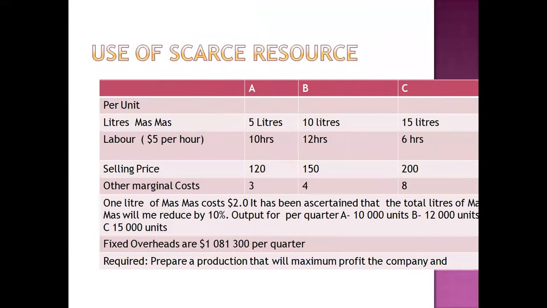Okay, let me proceed. This is the question that they might bring in the examination. Let me try to interpret it for you. You can see that we have three products, product A, product B, product C. And these are cost per unit, or values per unit. For us to produce A, we need 5 liters. For us to produce B, we need 10 liters. For C, we need 15 liters. For the labor hours, we need 10 hours to produce A, 12 hours to produce B, 6 hours to produce C. I'm trying to interpret the question for other students.